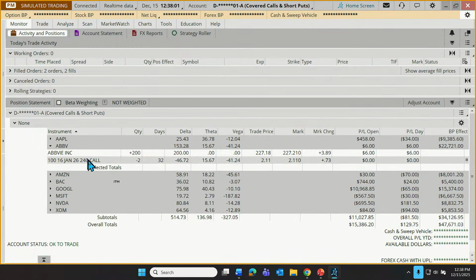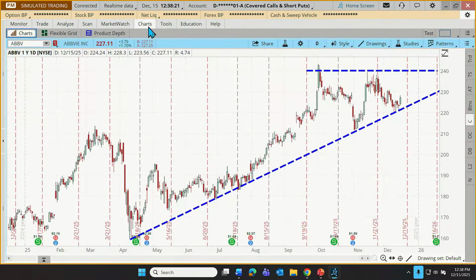Let's click on that, and we can see by clicking on ABBV, we can see the trade price. Paid 227.18 for the shares, received 211 for the contracts. So that's our 225.07 net cost. So from here, what do we want?